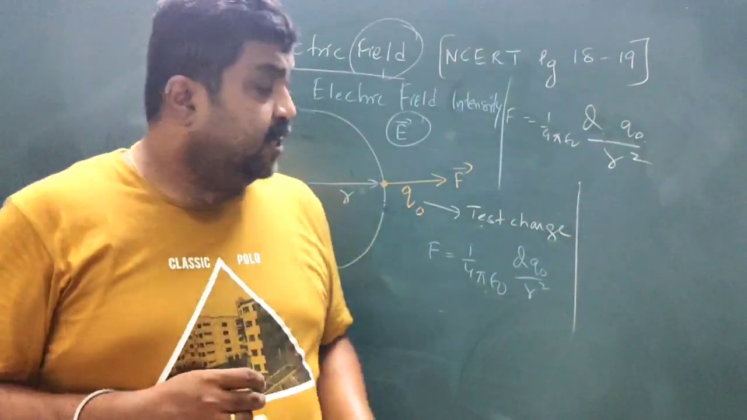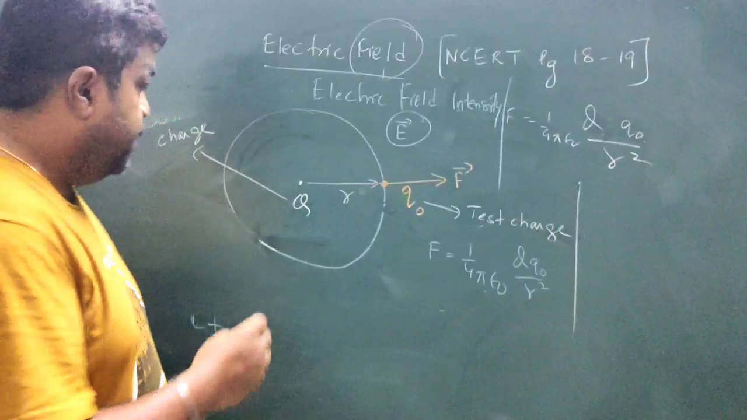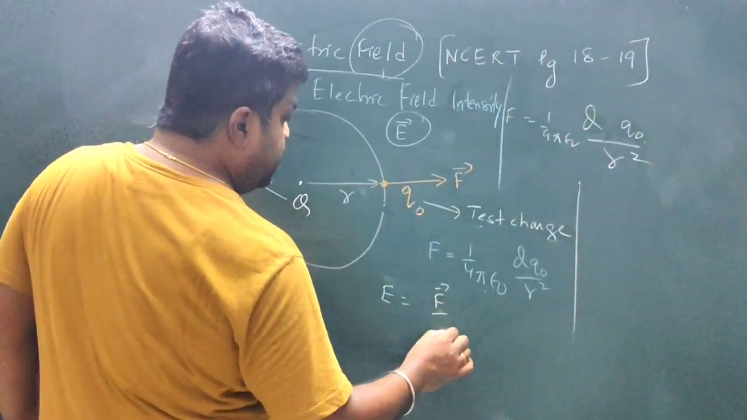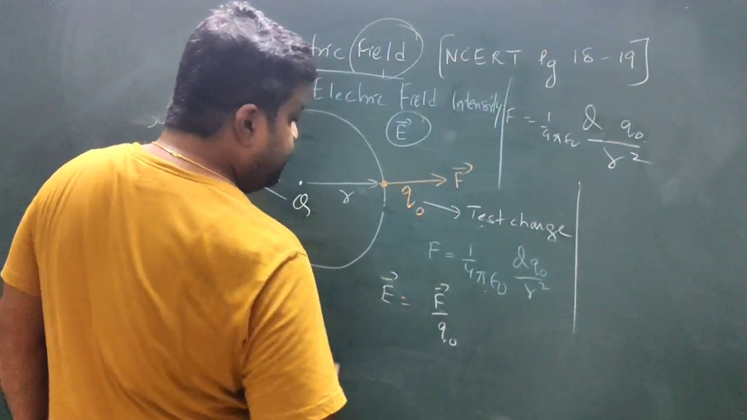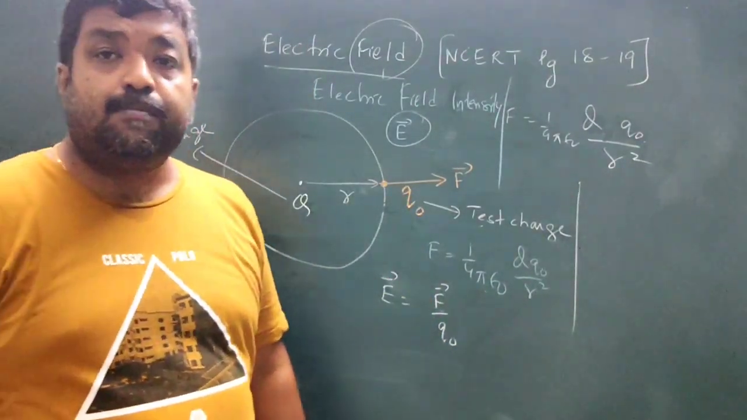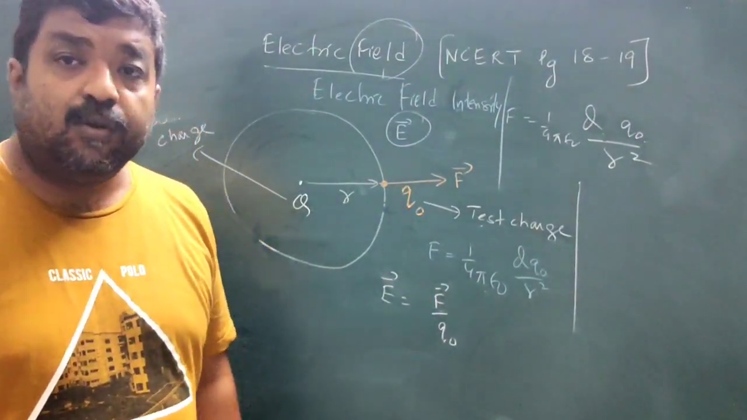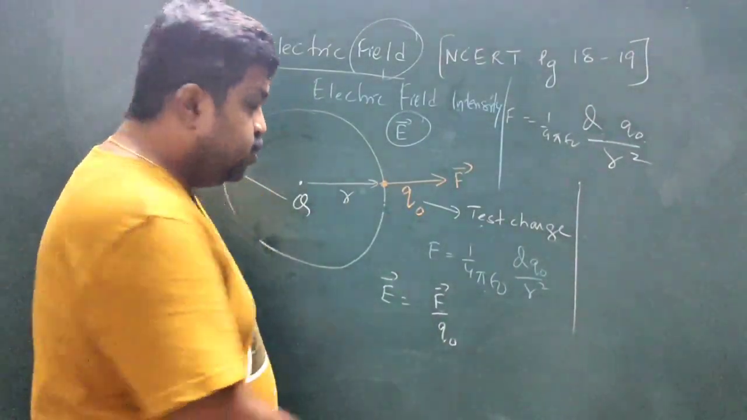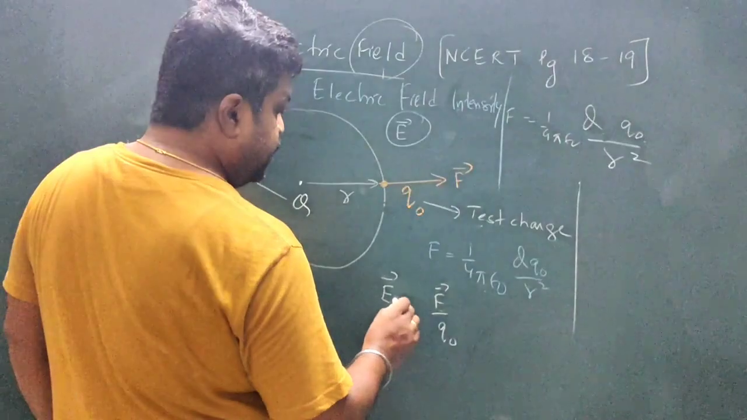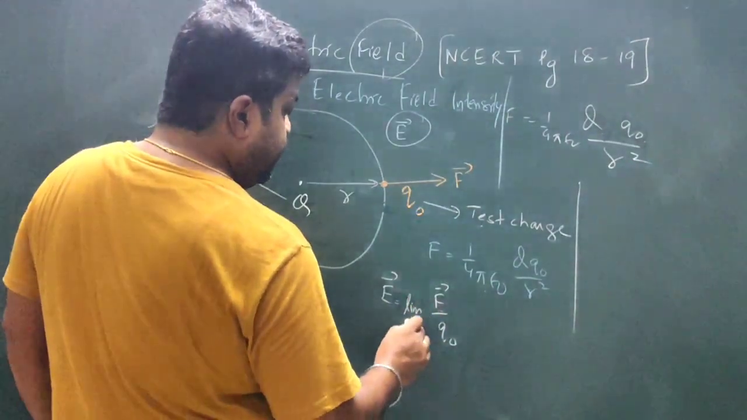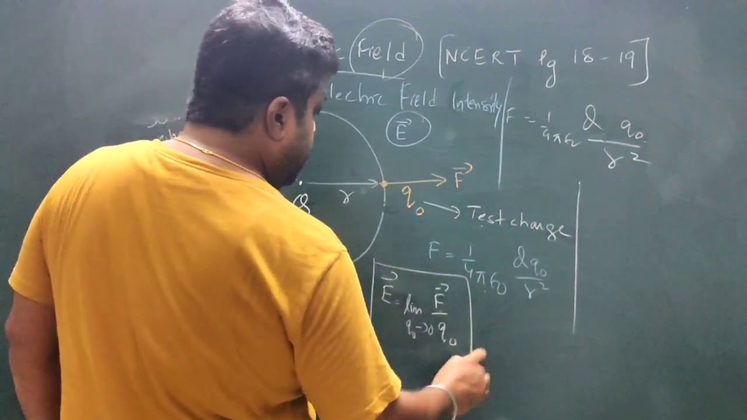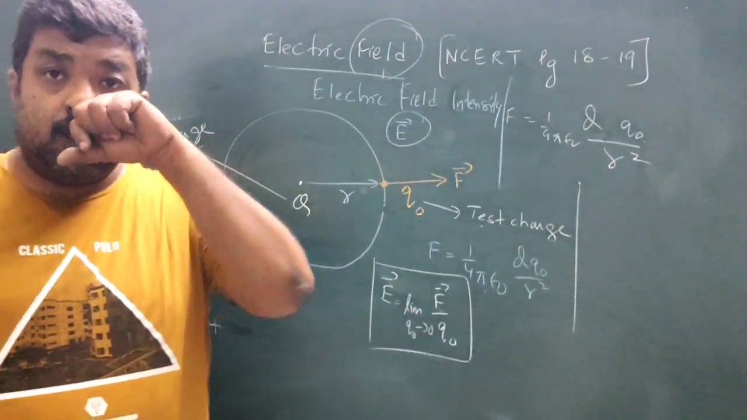How to measure it? Force we have seen. So basically, electric field is force experienced per unit test charge. Okay, so what is the quality of this test charge? Test charge is small. So we write here limit Q naught tends to 0.